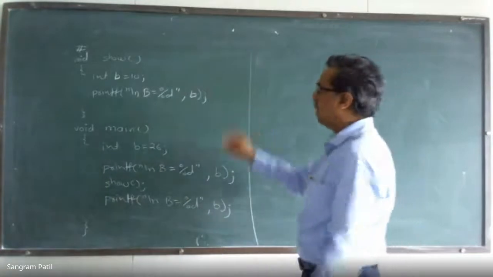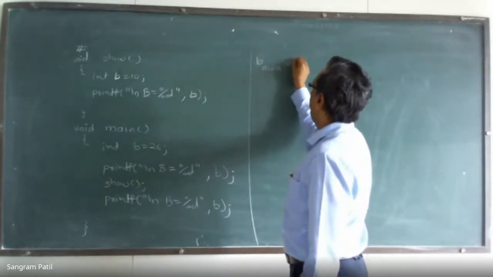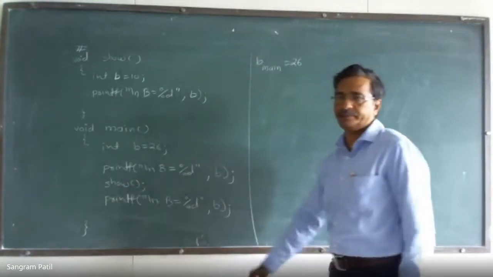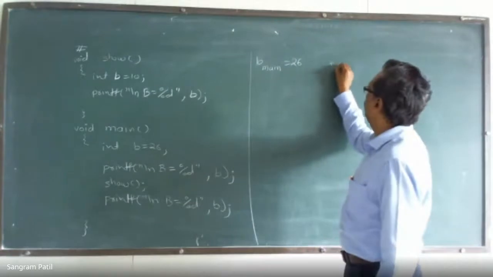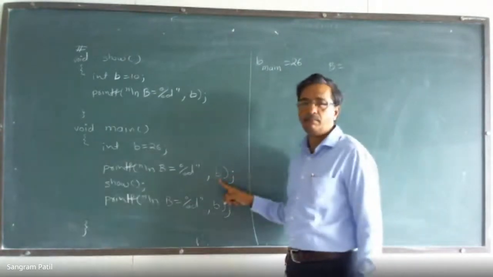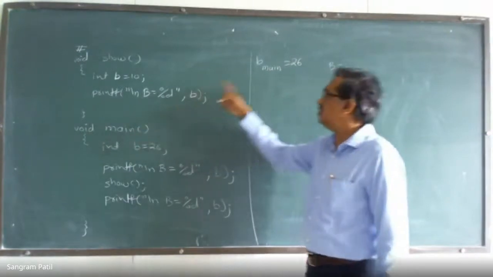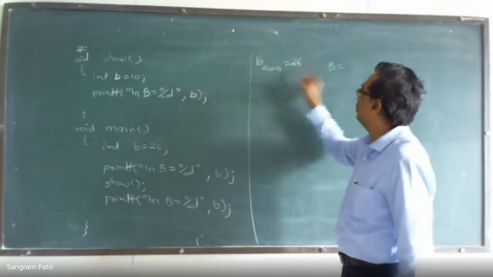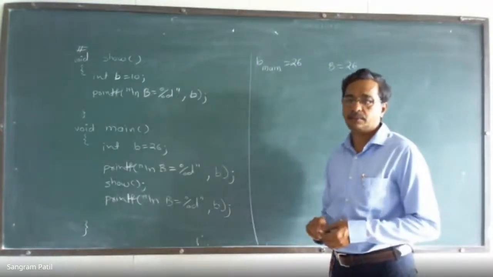Now, if we execute the program again, it will declare b for main and assign the value 26. Then printf b is equal to, print the value of b. Since this statement is present in the main program, it will check whether b is declared in the main program. Yes, b is declared in the main program, its value is 26, so it will print 26.